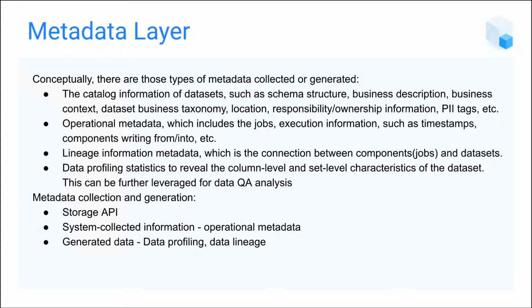In the metadata layer, we collect a lot of data, or metadata is generated. The most basic ones are catalogs of information on data sets such as schema structure, business descriptions, business context, taxonomy, locations, ownerships. We collect operational metadata such as jobs, execution information, timestamps, etc. Lineage information metadata, which is the connection between components, jobs, data sets, storage of jobs, etc. And some data profiling statistics to reveal the column level and set level characteristics of the data set. Metadata collection and generation is done and can be accessed via the storage API. It is collected from the system information, for example, the operational metadata, and the generated data is, for example, data profiling and data lineage.